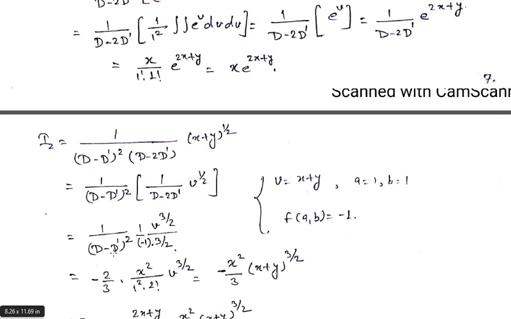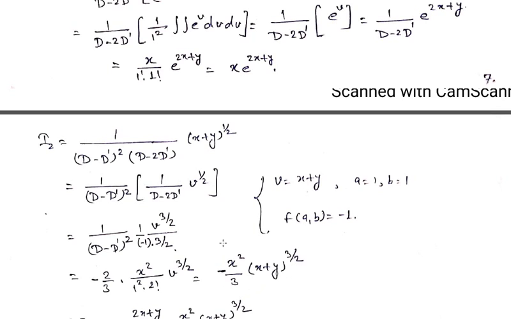So here we apply the second approach, which gives us x raised to power 2, as this factor appears 2 times. x raised to power 2 upon 1 raised to power 2, that is b raised to power 2, into factorial 2, of phi of (ax + by), that is v raised to power 3 by 2. When we simplify it, we get minus x square by 3 v raised to power 3 by 2, or minus x square by 3 (x + y) raised to power 3 by 2.